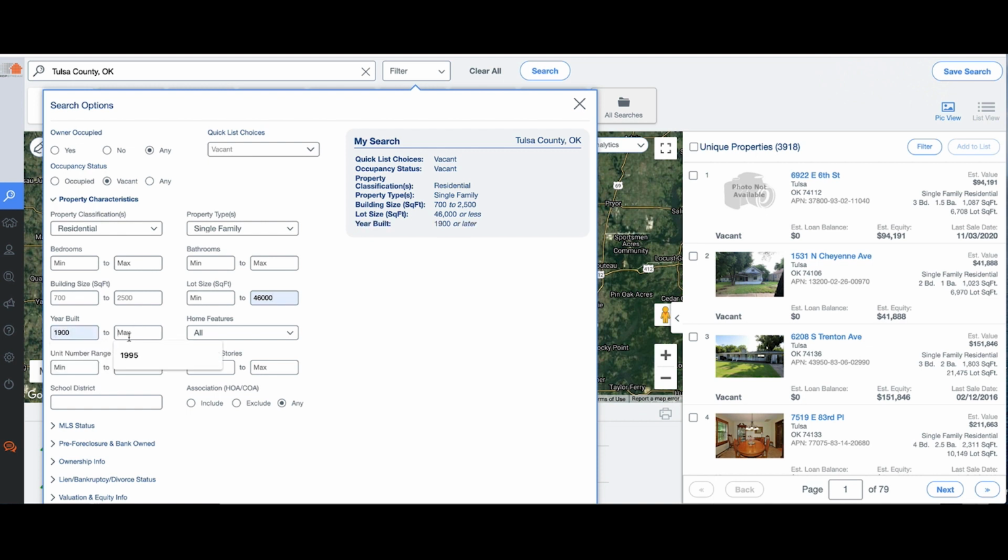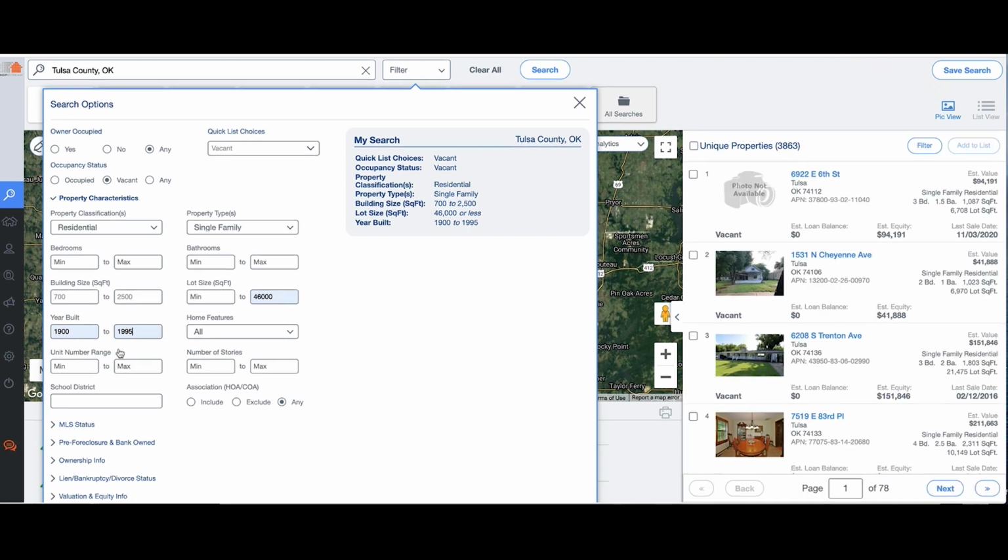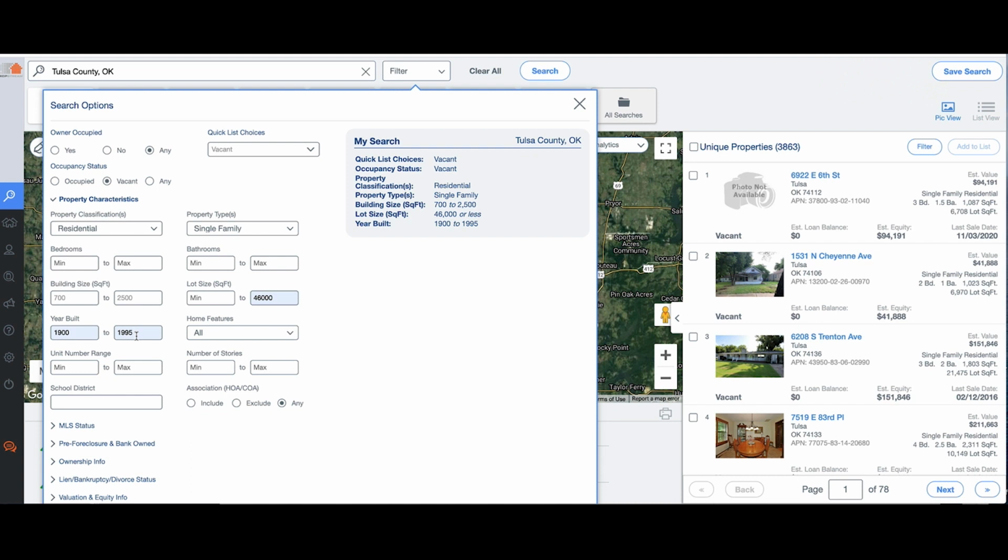I do 1900. This really depends on your area, so don't use my parameters for the year built. This is only my area, but I want an older home. Some parts of the country, like Florida, for example, you actually could go higher in the age because the houses are just newer there. For Tulsa, this is very much for my territory. I recommend figuring out what year built investors are buying in your territory.